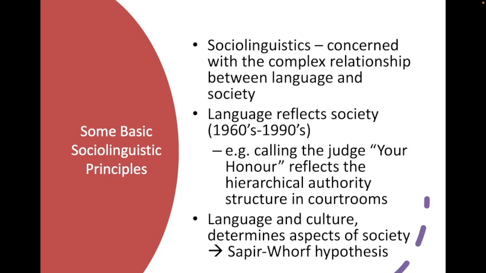Now let's talk about the basic principles of sociolinguistics. Sociolinguistics is concerned with the complex relationship between language and society. Those who study it focus on the relationship between language and the society, and how the society relates to the language. Language reflects society. As mentioned, it started in the 1960s and ranges to the 1990s.